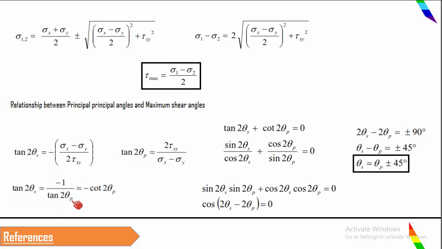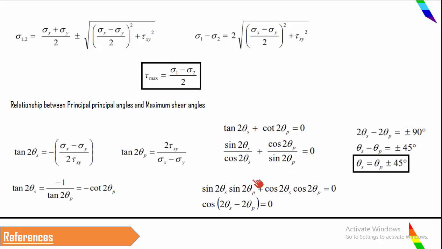And simple trigonometric substitutions we are going to do. This is going to be minus cot 2 theta p, so tan 2 theta s plus cot 2 theta p equals 0, if you take it to the other side, you can write it like this. And tan 2 theta s is nothing but sin 2 theta s by cos 2 theta s. This is very basic mathematics. It's very easy for you to understand.